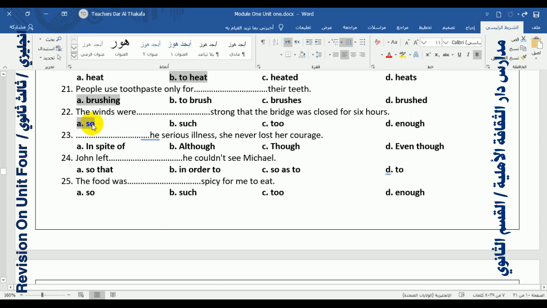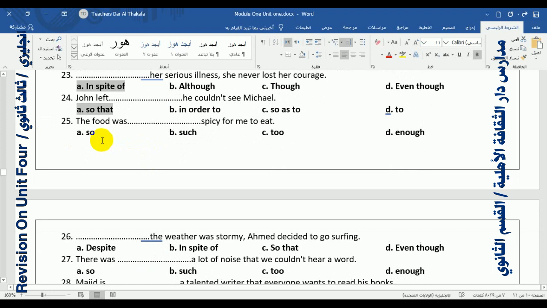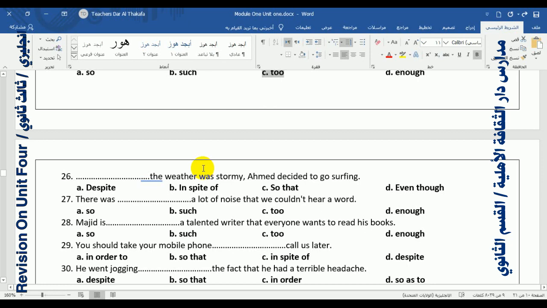In spite of, although, though, or even though? Look: although, though, and even though follow exactly the same rule. In spite of her serious illness, she never lost her courage. John left, he couldn't see Michael. John left, why? I have a sentence with "to" in it, so that doesn't work. Don't say in order to or so as to, since they all contain "to". So your correct answer is so that. The food was so, such, to, or enough spicy for me to eat. What's your correct answer? There's no "that", so it's straight away: too spicy for me to eat. Please turn it over.